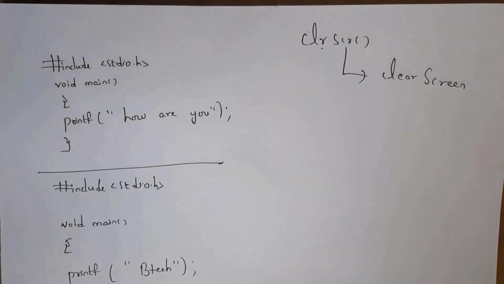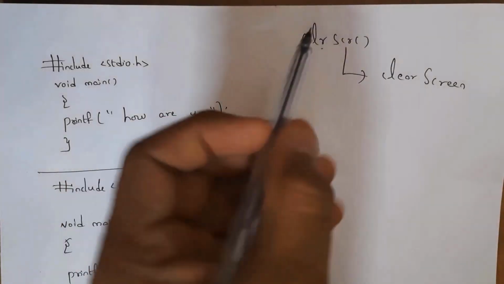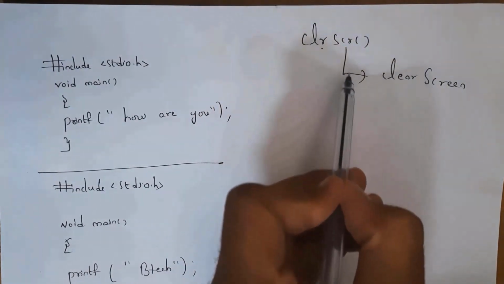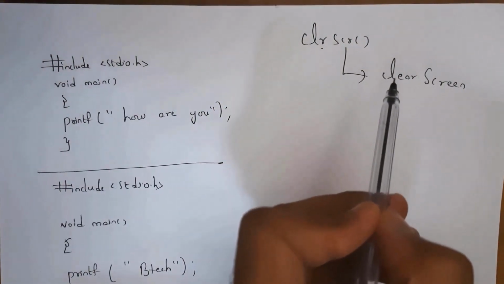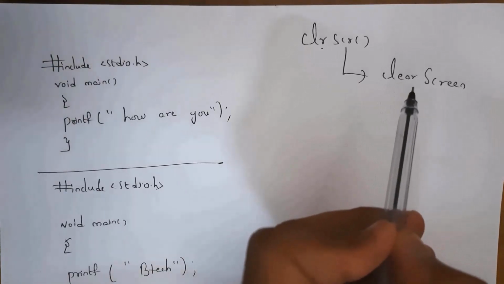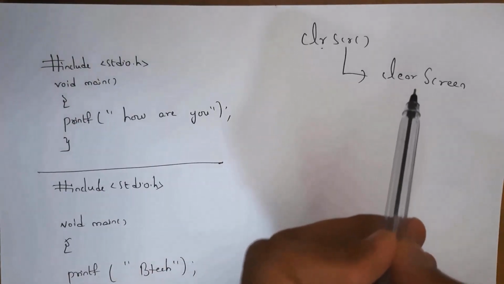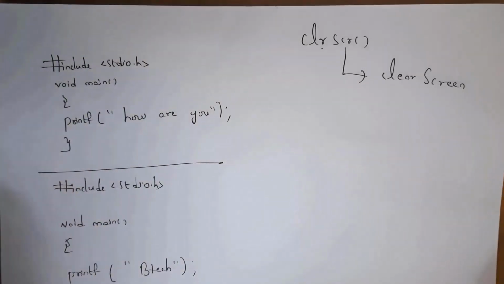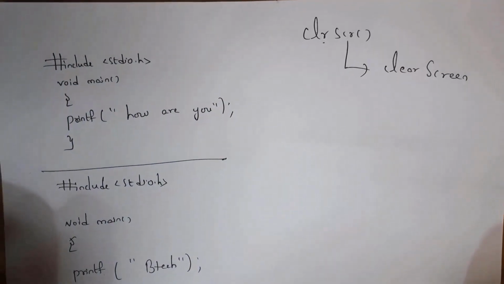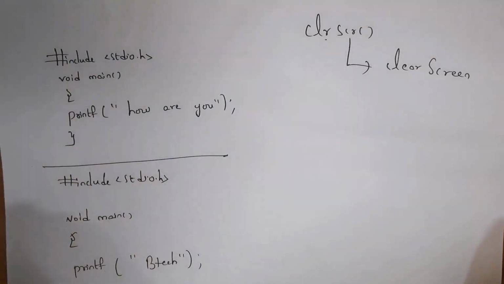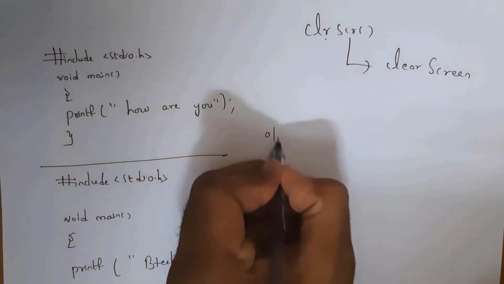Next I will explain the use of the clrscr function, where clrscr stands for clear screen. The clrscr function will remove the previous program's output and then it will display only the present program's output. For example, here I wrote two programs. At first I want to print how are you. So I wrote this program. Whenever I execute this program, I will get the output how are you.